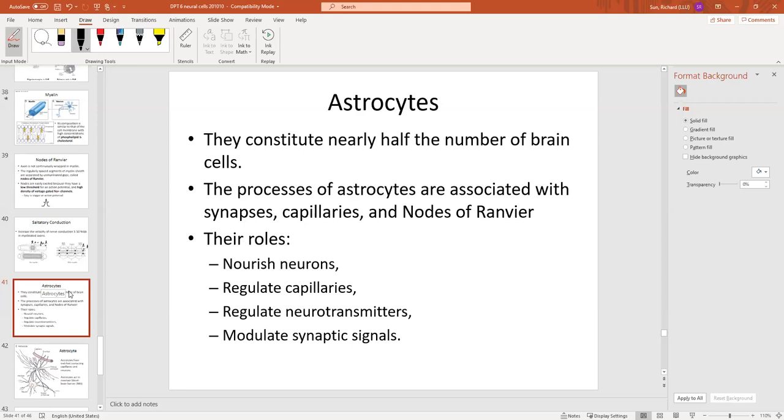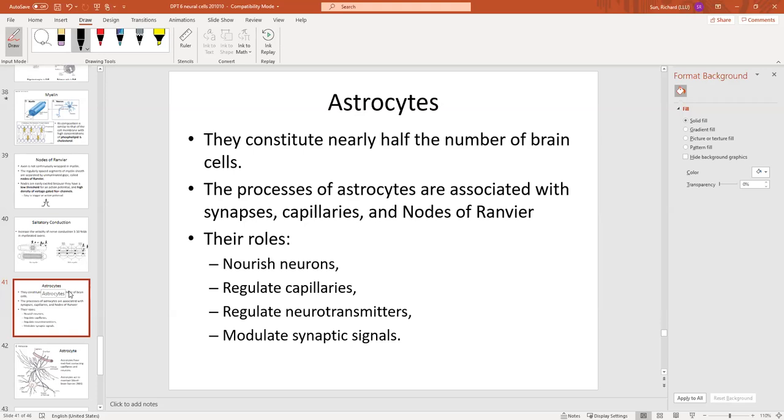Half of the cells in the brain are astrocytes. Not to mention that we also have myelin cells and microglia cells. So even though the neuron was first identified as the major cell that conducts signal in the brain, these glial cells overall outnumber the neuronal cells. All right, astrocytes. Astrocytes are very important.